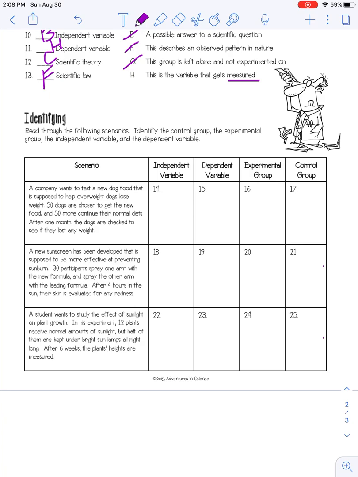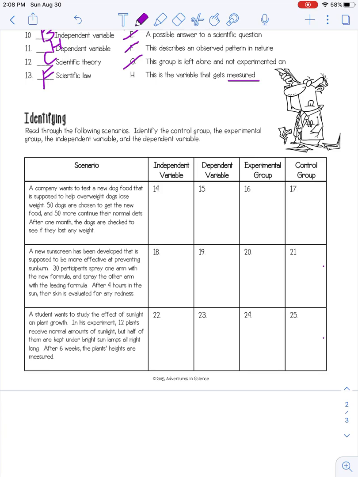A company wants to test a new dog food that is supposed to help overweight dogs lose weight. 50 dogs are chosen to get the new food, and 50 more continue with their normal diet. So altogether, we have 100 dogs in this study. We have the experimental group that's going to get the new dog food, and we have our control group that's still staying on their regular diet, okay? So after 1 month, the dogs are checked to see if they lost any weight.